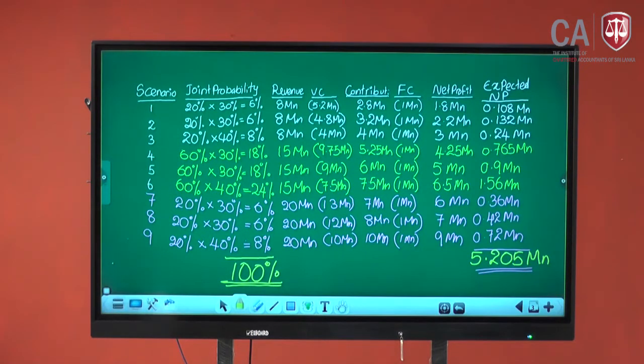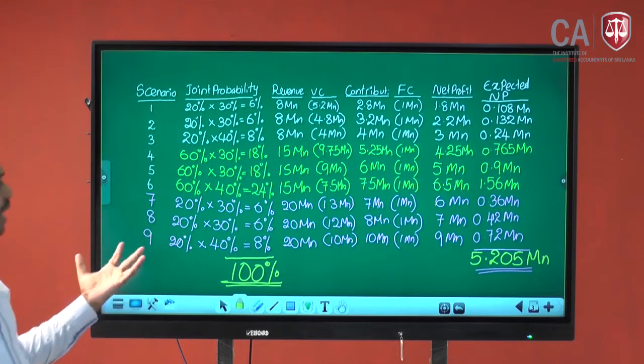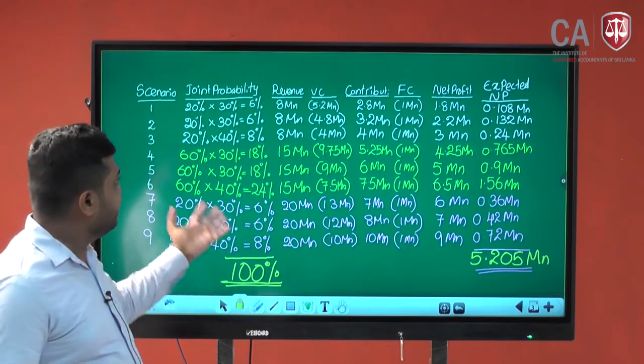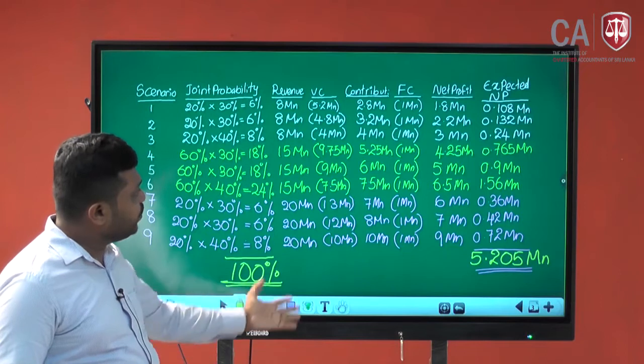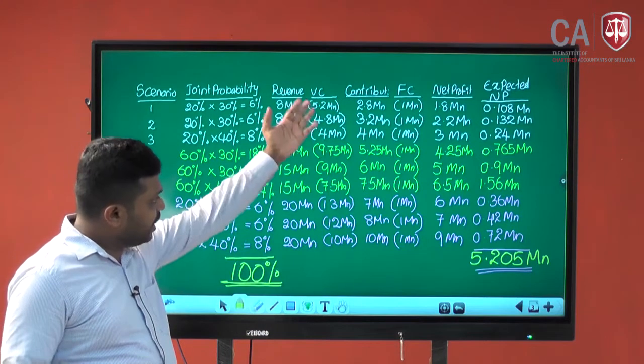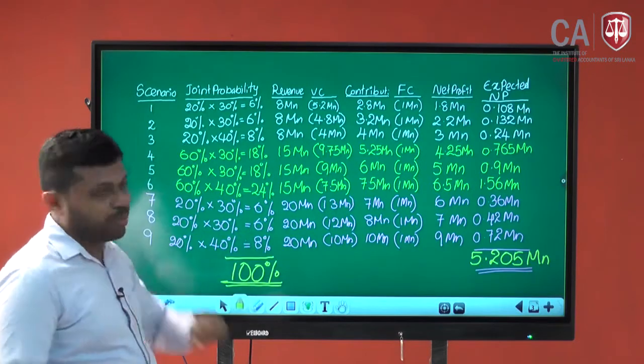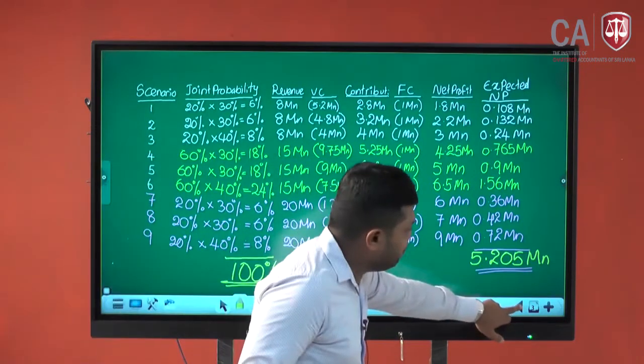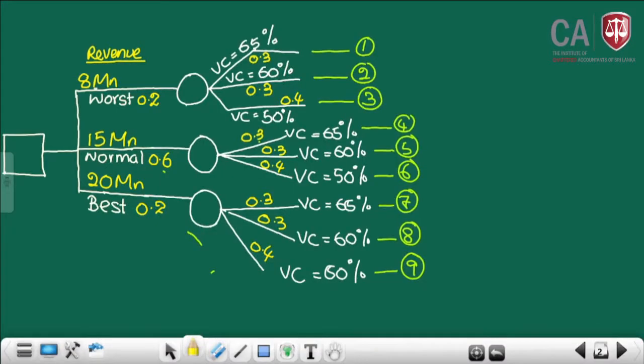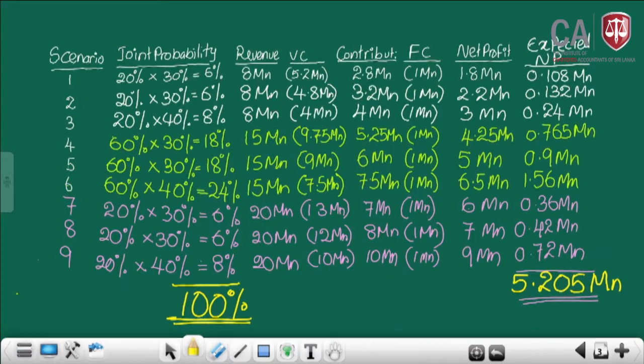5.205 million. Can you remember, now we have calculated all possible outcomes with the given probabilities and expected revenue, expected variable cost, contribution, fixed cost, net profit and expected net profit based on the joint probability. Therefore, we have developed a decision tree diagram like this, simplified the situation, and calculated the expected profitability. Right. This is the answer for question 4.